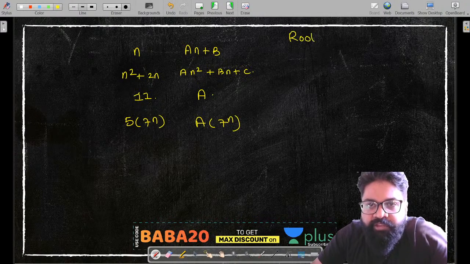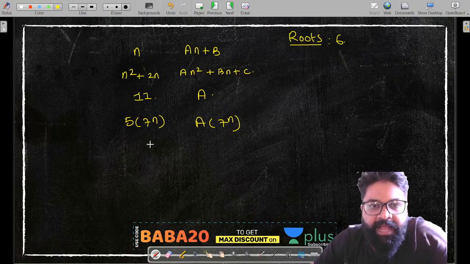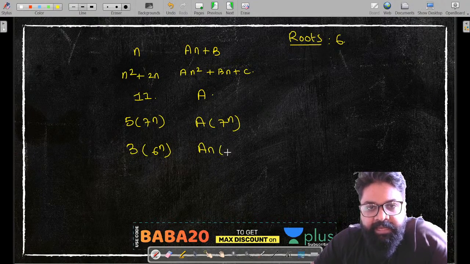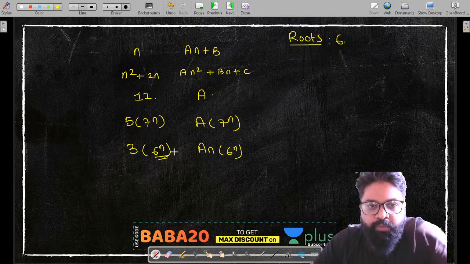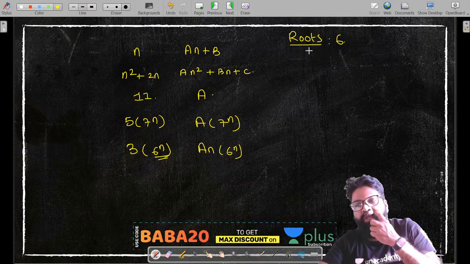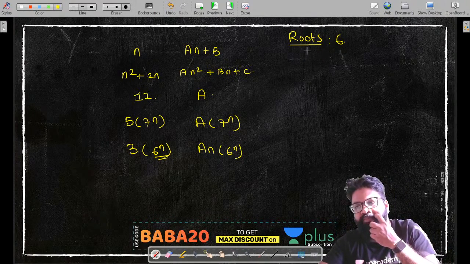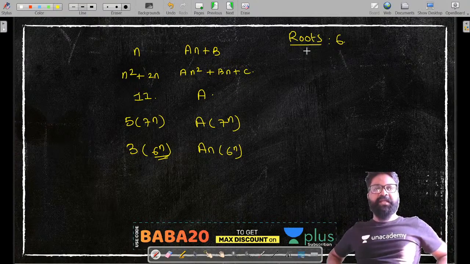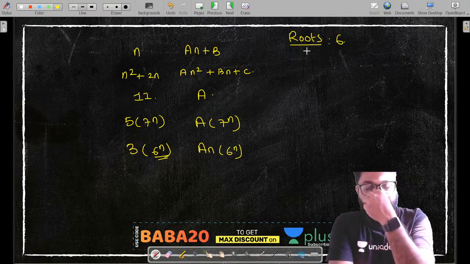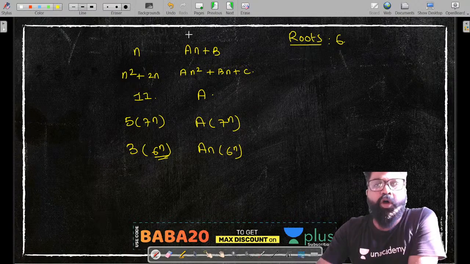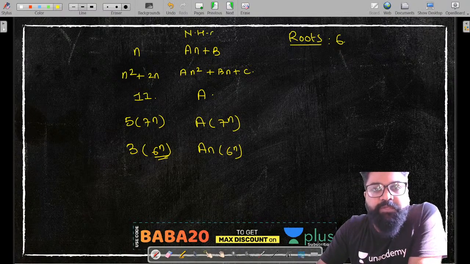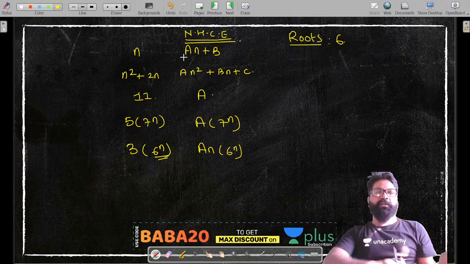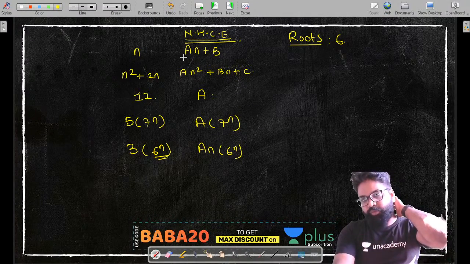Suppose your root is basically 6. Now what will happen if this is going to be 3 of 6 raised to n? Then here a, n and then 6 raised to n, because your root is something like that. So in this way you can understand the whole particular concept. Are you getting my point or not? So in this way you can understand what to substitute and what not to substitute. So this will give you the non-homogeneous characteristic equation substitution. So the way I have calculated, you can also calculate and then you will be getting it.